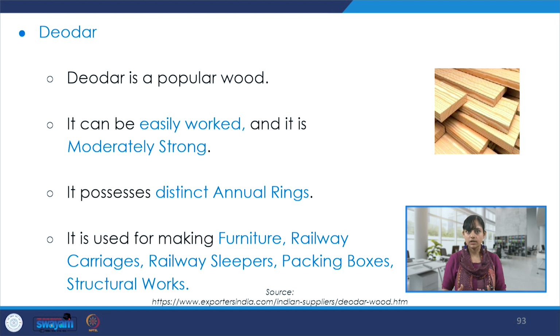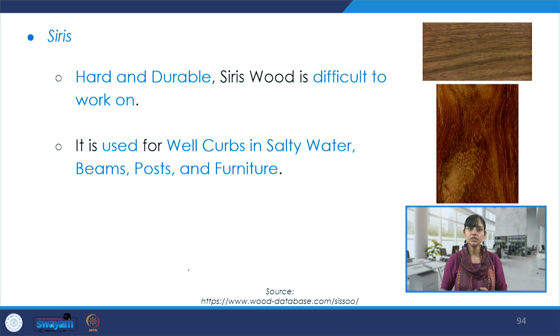Then there is deodar, which is a very popular wood and moderately strong, quite interesting, beautiful in appearance. But again, due to forest laws and environmental concerns, we are trying to reduce our reliance on deodar. It is otherwise quite good for structural works. There is cerise, which is hard and durable. This is also difficult to work with, and it is used interestingly for furniture.